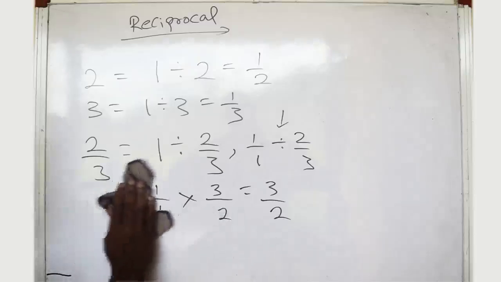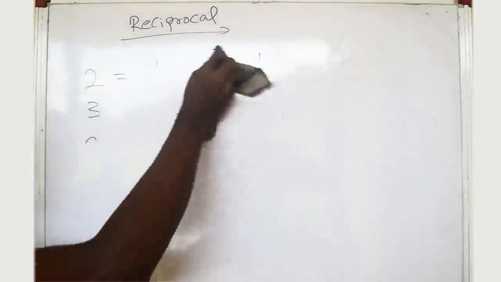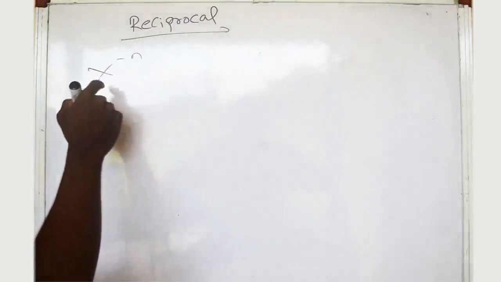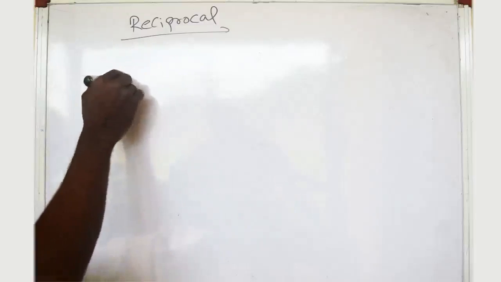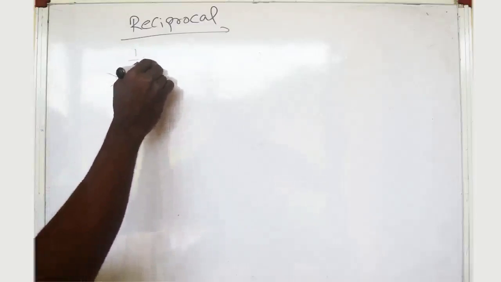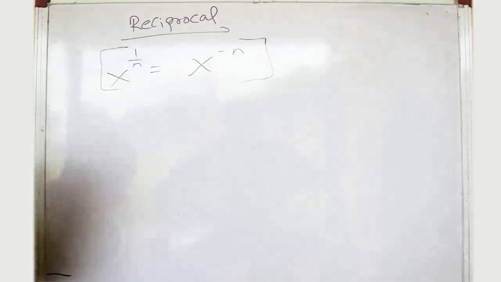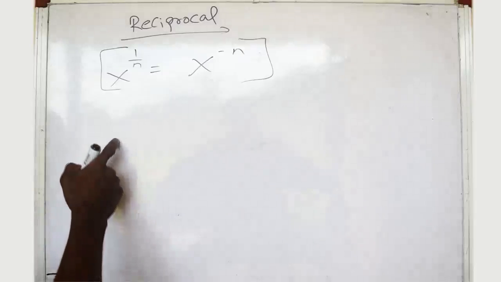But since we are talking about reciprocal in indices, how does it work? To know how it works, indices will give you something like this: x raised to power n, x raised to power minus n. Or they will give you x raised to power of 1 over n, which is the same as writing x raised to power of minus n. So these two are the same, and they have to do with reciprocal.